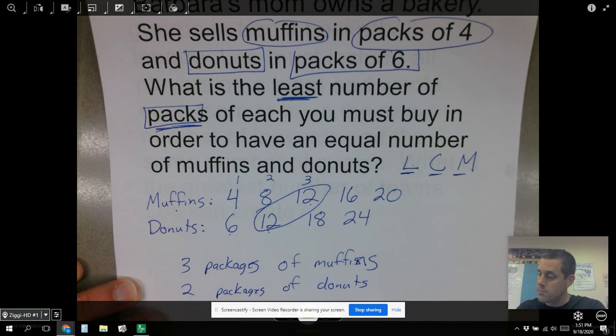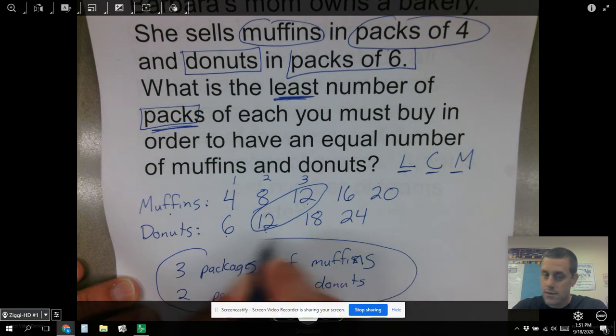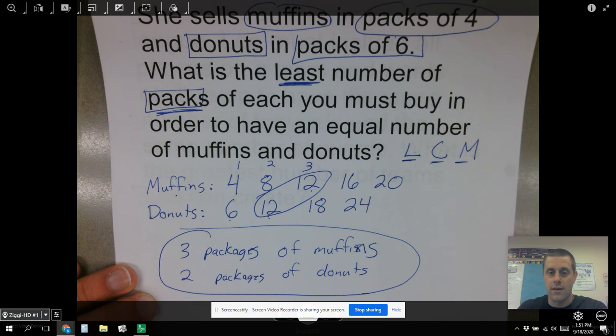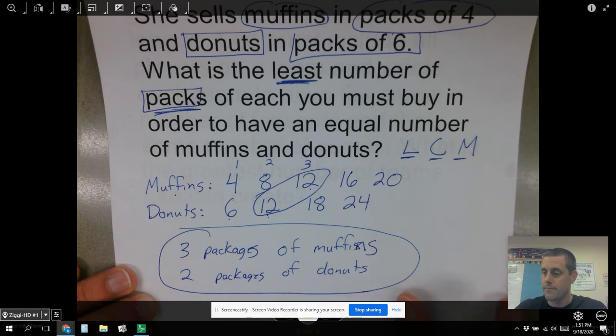So the solution to this problem, what is the least number of packs of each you must buy in order to have an equal number of muffins and donuts? You would need 3 packages of muffins and 2 packages of donuts. That way you had 12 of each.